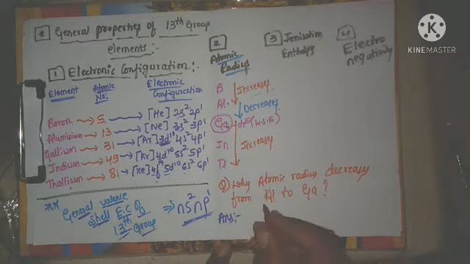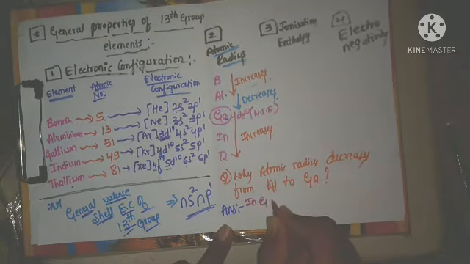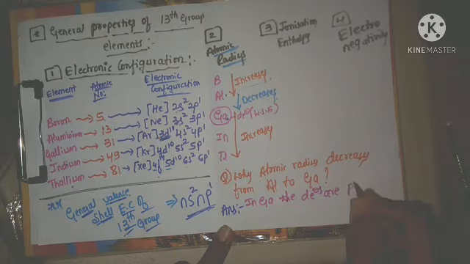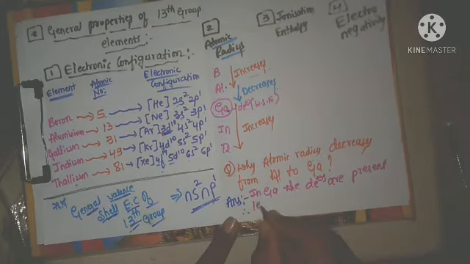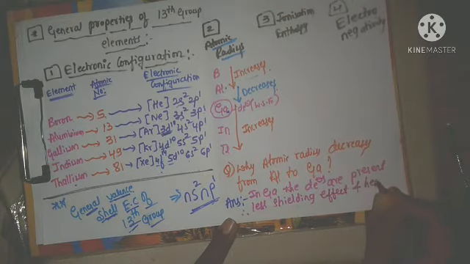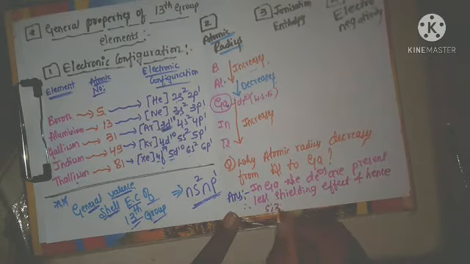Now, that is what I am writing. In gallium, the D electrons are present. Therefore, less shielding effect, and hence size decreases.